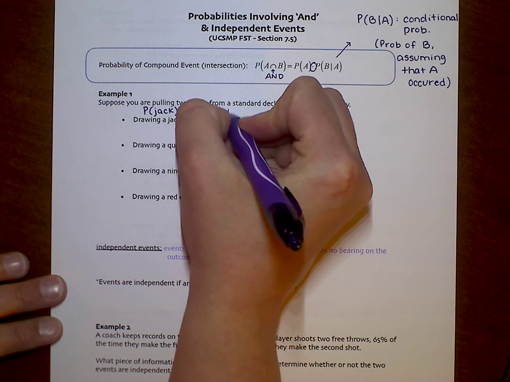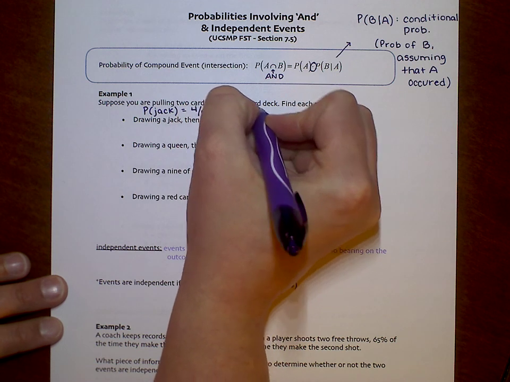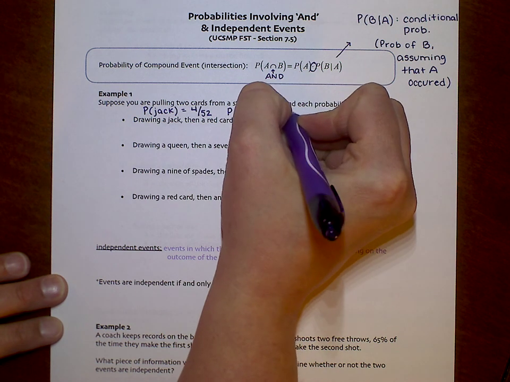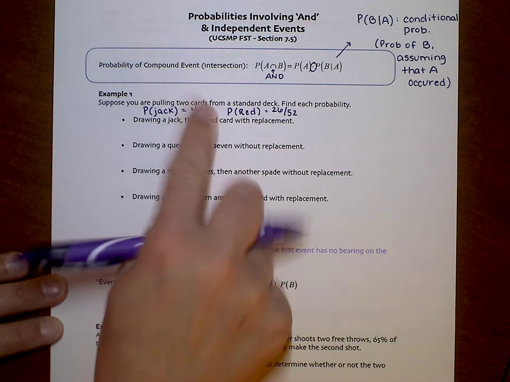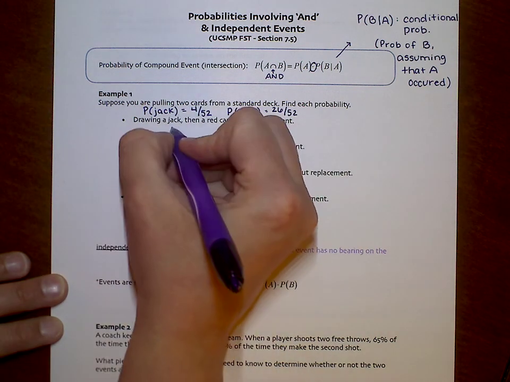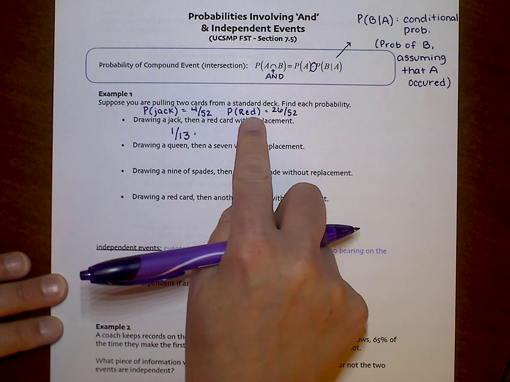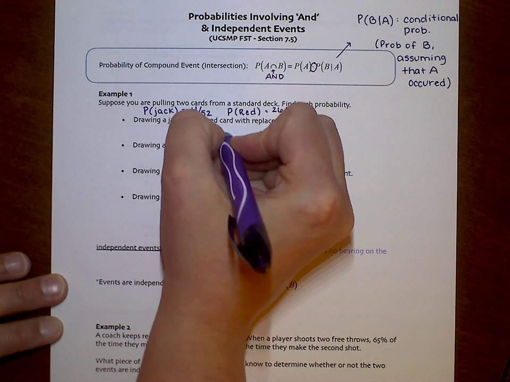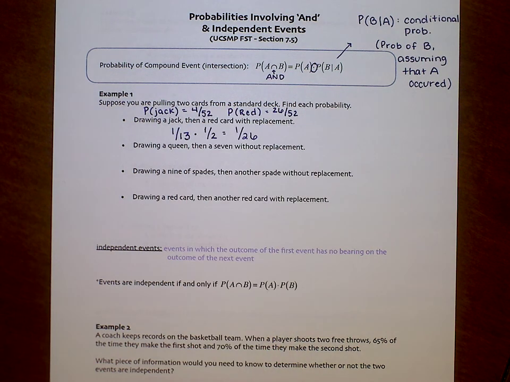The probability of getting a red card would be half the deck. So that's 26 out of 52. So to find this probability, I'm going to take 4 out of 52, which by the way reduces to 1 out of 13. I'm going to do that just to save myself some mental math here. And then the probability of a red card is 1/2, 1 out of 2. And that would be 1 out of 26 as my final probability here.